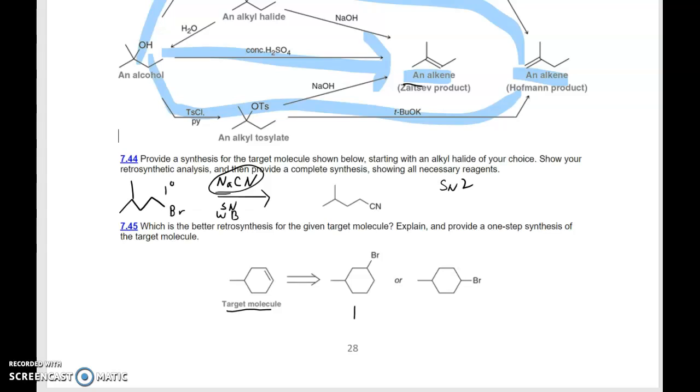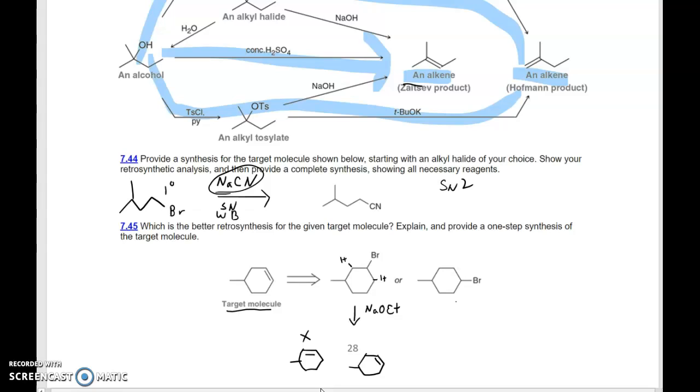If we start with this one, we're going to want to have an E2 reaction. So let's start with a strong base. Well, our reagent will be a strong base. If we do that, we'll get elimination. We've got a hydrogen over here and a hydrogen here. We'll get two products. And one of them will have a bond here, which we don't want. And the other one will be the product that we want. So then we'll have to isolate it.